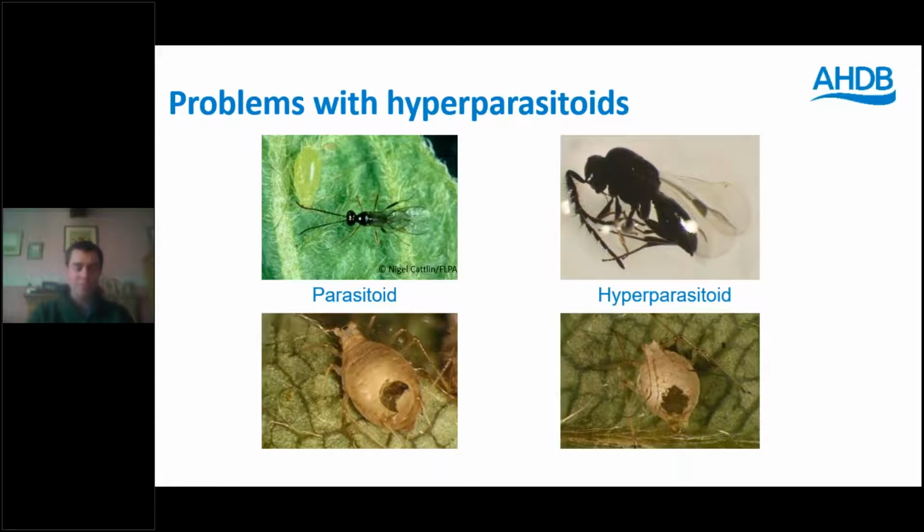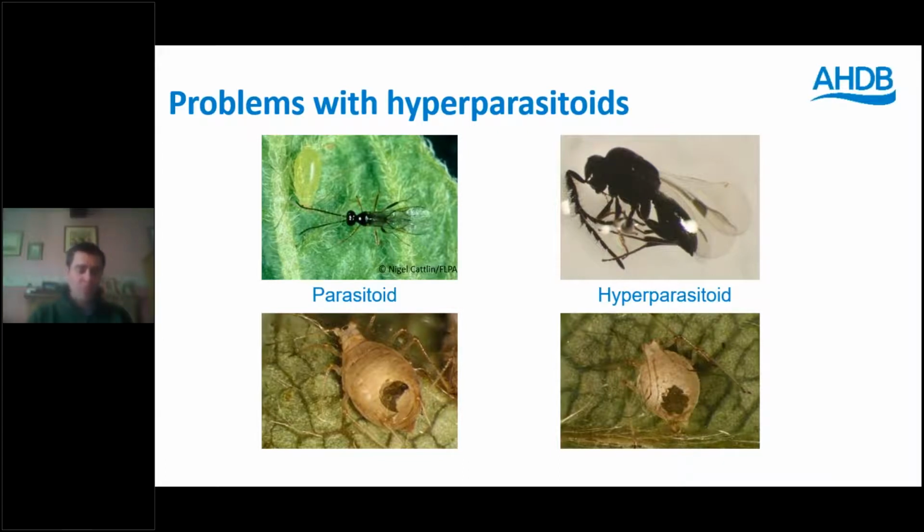So you might not have heard about hyperparasitoids, but we can get predators of the predator, if that makes sense. So we've got the parasitoids that we're introducing to control the aphids, and then you can get naturally occurring hyperparasitoids that are actually predators of our parasitoids within the aphid. So it's possible to keep track of this when you're doing your crop monitoring.